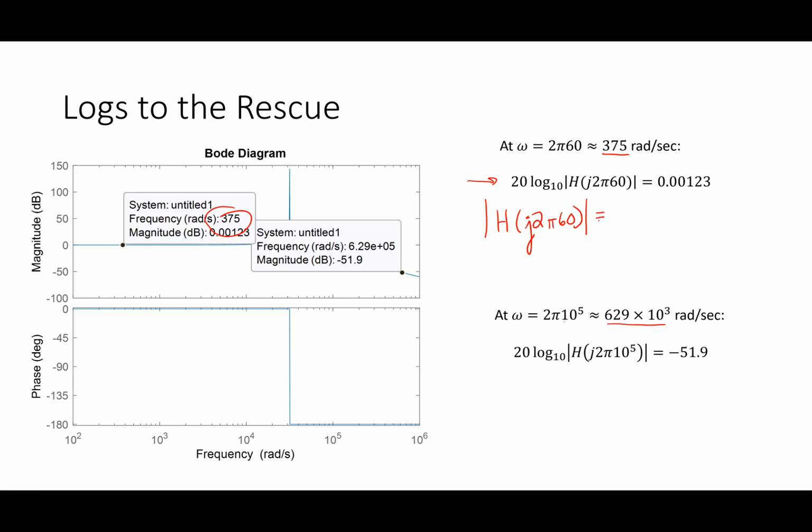How do I figure that out? 10 power... so I'm going to divide both sides by 20 first. So I'm going to have 0.00123 divided by 20. All right, so I got the log of that number is equal to that.